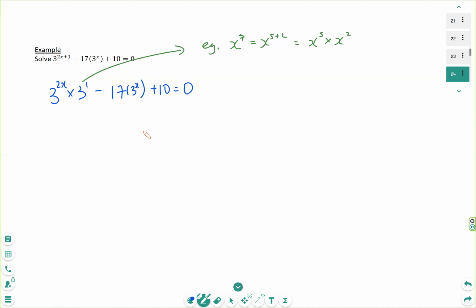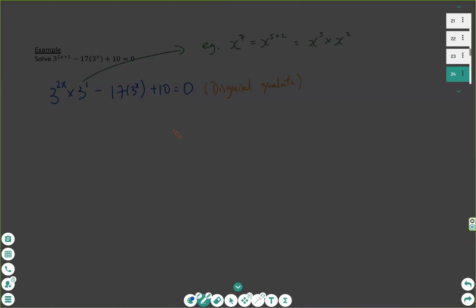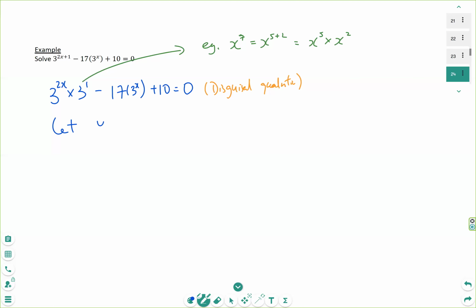So this has now become a disguised quadratic. Well, we can let y equal 3 to the power of x. Okay, so this 3 to the power of 2x becomes y squared. So y squared times 3 minus 17y plus 10 equals 0.